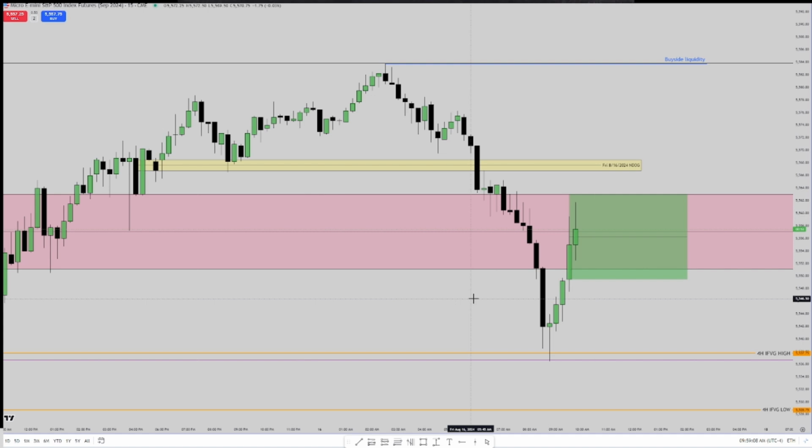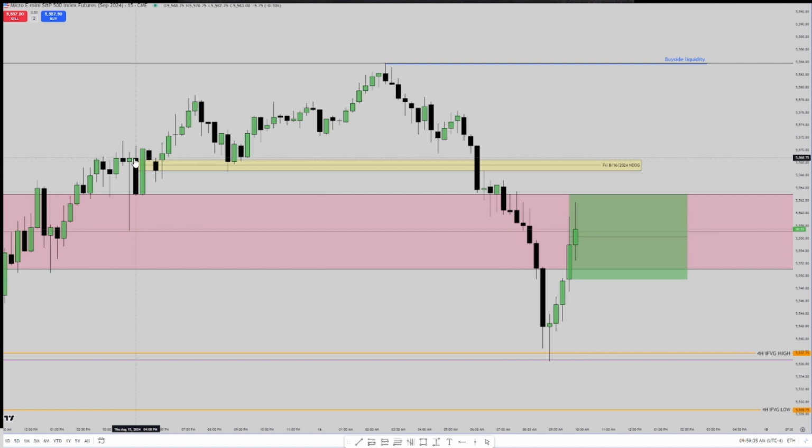I'm looking for a long, and a specific area of interest to me is this gap that I have on the chart here, this yellow gap. It's called a new day opening gap. It's the difference between where we closed yesterday and where we opened at 6 p.m. yesterday. You can see the difference here on this candle.